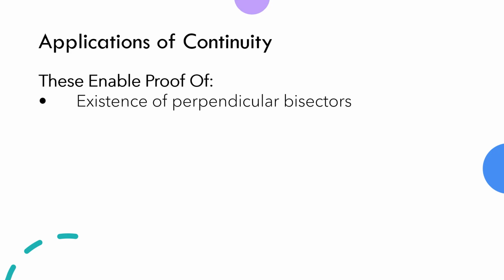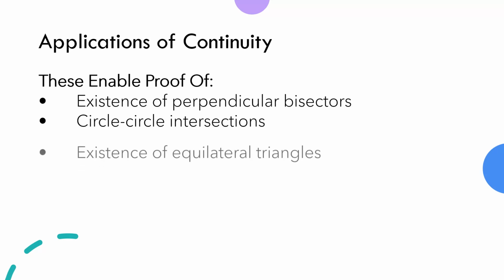Another is circle-circle intersection. Two circles intersect when the distance between the centers is less than the sum of the radii but greater than the difference of the radii. So the continuity axiom guarantees the intersection points actually exist. This enables all constructions involving circle intersections.